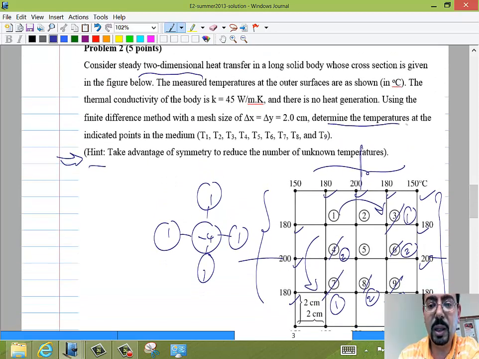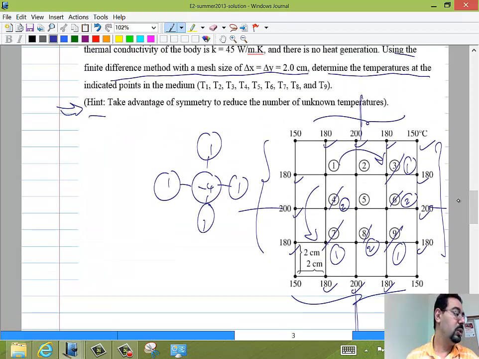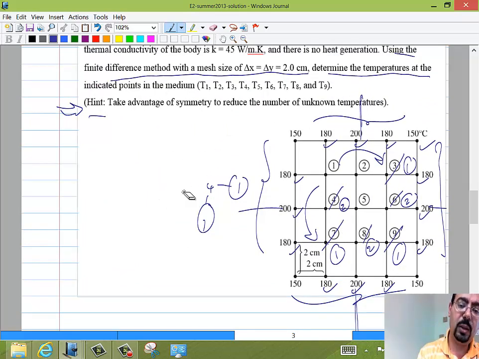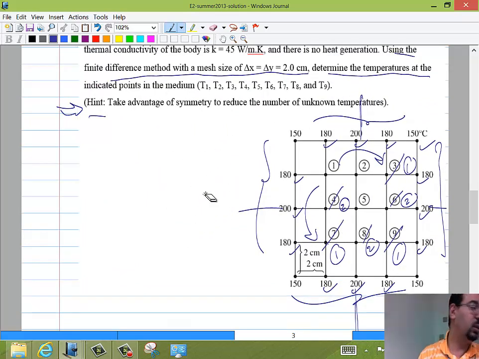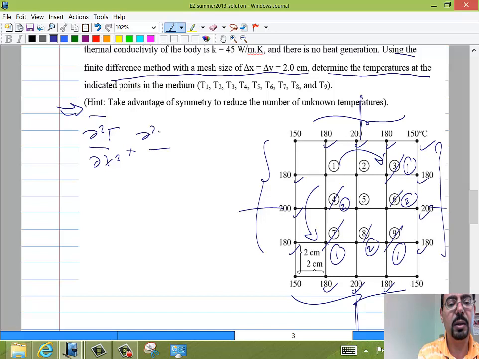He said determine the temperature using the finite difference method with a mesh size of delta x equal to delta y equal to 2. Determine the temperature at the indicated points in the medium. All right. So you guys will start writing the equation for something like this. 2D steady with no heat generation. The equation becomes this.